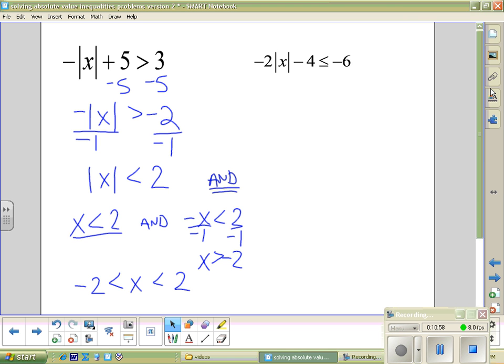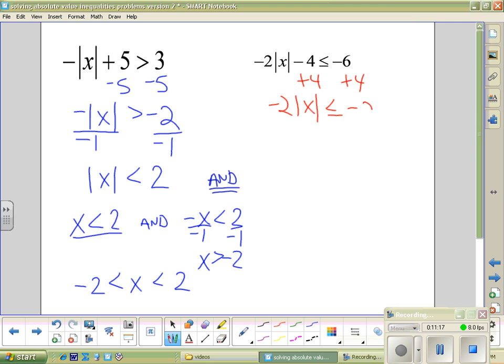It looks like a less than, and then it also has a negative there, and that looks kind of confusing too. But remember, you can't make any decisions until you get the absolute value all by itself. So I'm going to go ahead and do it. I'm going to add 4 to both sides. So now I have -2 times the absolute value of x is less than or equal to -2. I'm still not going to make any decision because I have to divide both sides by -2.